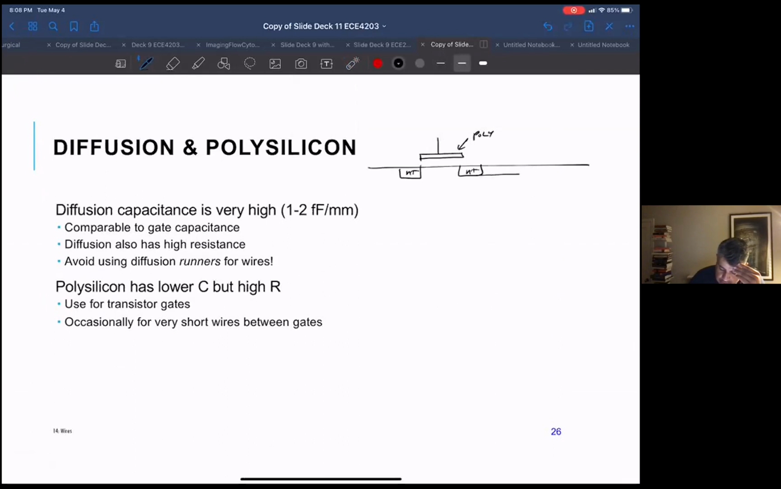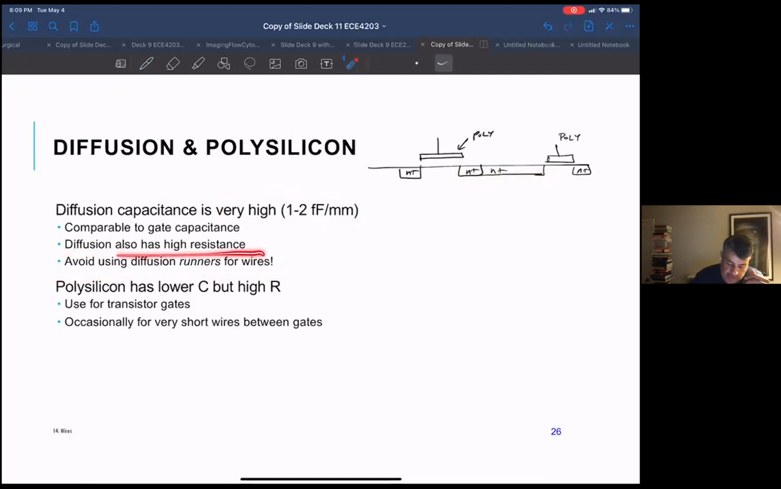So, let's say I was going to route this N+ to another transistor, because I'm looking for trouble. Just as the resistance of this is high, so is the capacitance, because this junction is basically all capacitance. So it tends to have a very high capacitance. It not only has a high resistance, but also a very high capacitance. So, don't use it for wires.